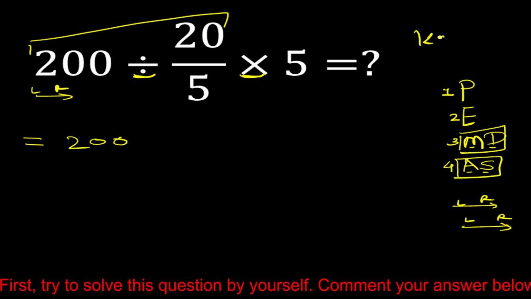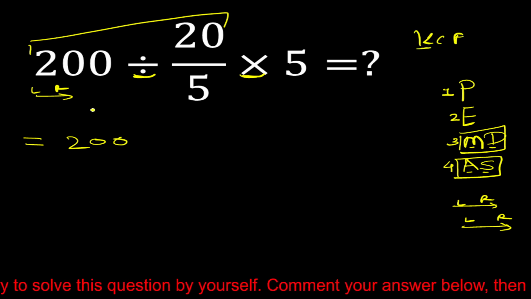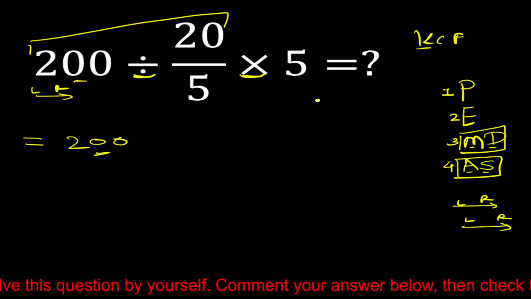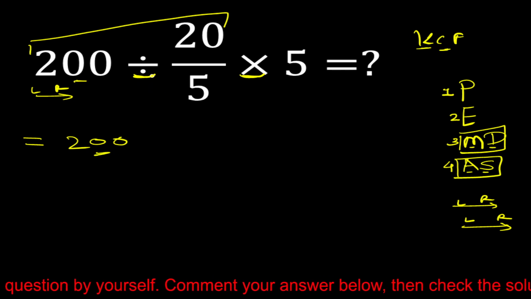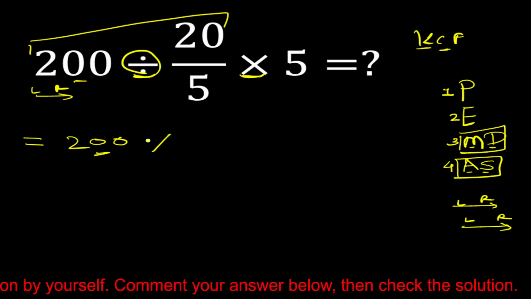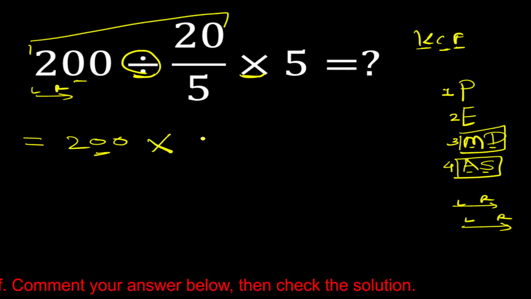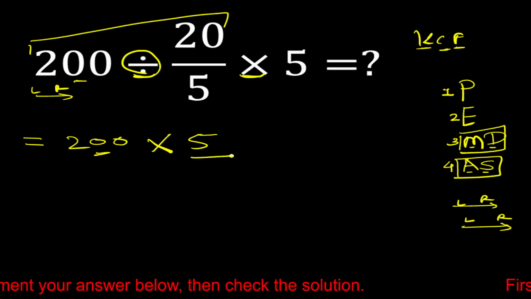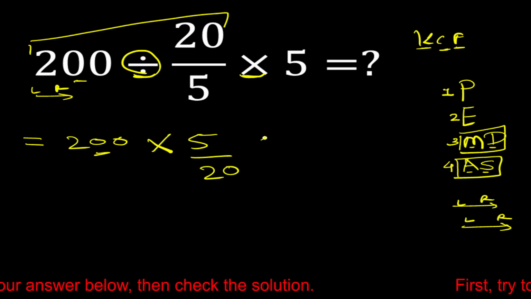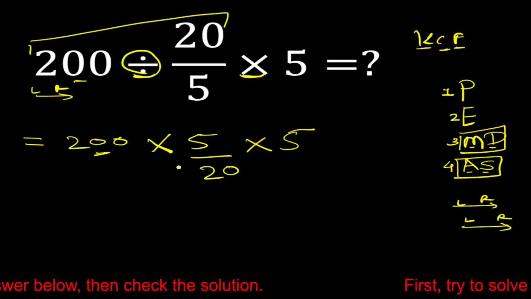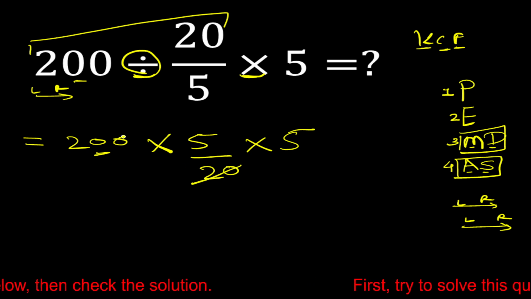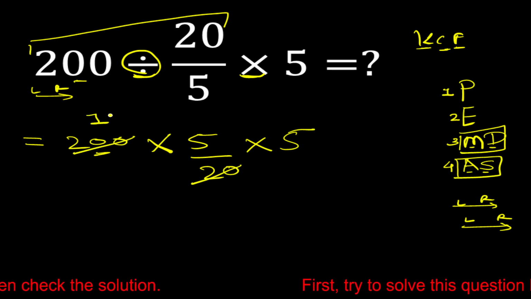Now according to the KCF rule, K means keep this 200 as it is the same, C means change this sign from division to multiplication, and F means flip this last fraction. 20 upon 5 is equal to 5 upon 20, multiply 5. Now 200 divided by 20 is equal to 10.